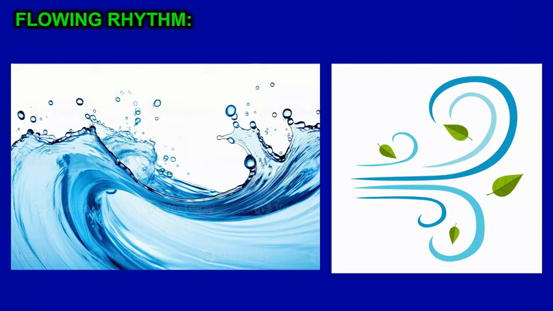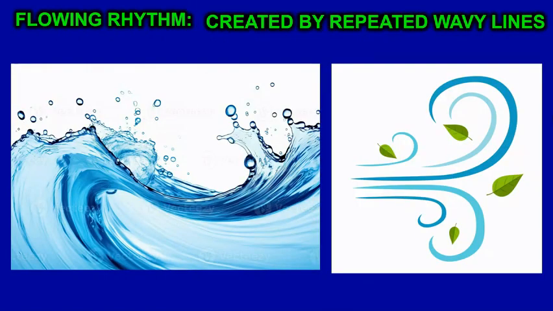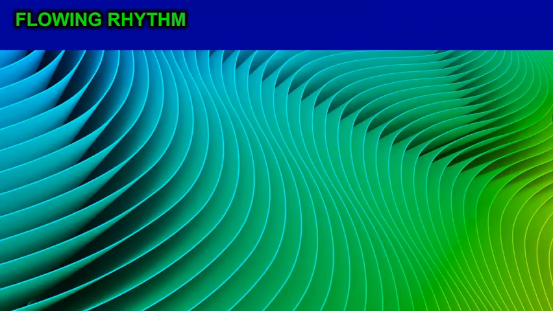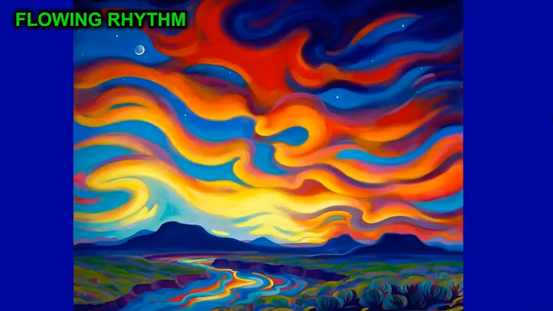Flowing rhythm: when you think of flowing rhythm, think of things that flow like air and water. So it's created by repeated wavy lines. I think this is Antelope Canyon, and so the erosion of these rocks has created this flowing rhythm of the rocks. This is an example of flowing rhythm, and this too.